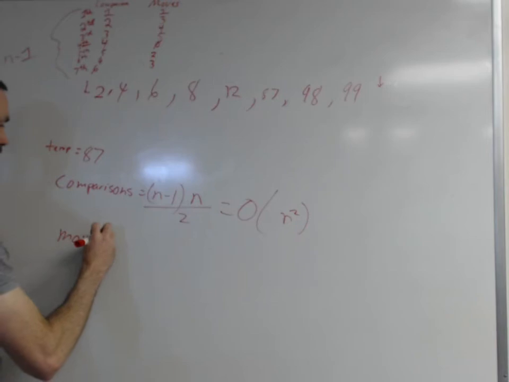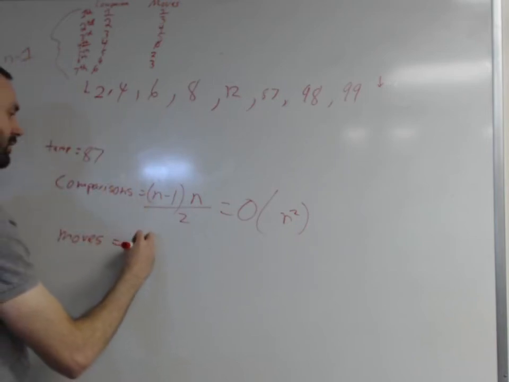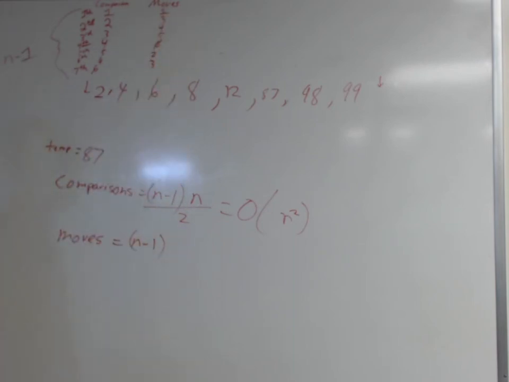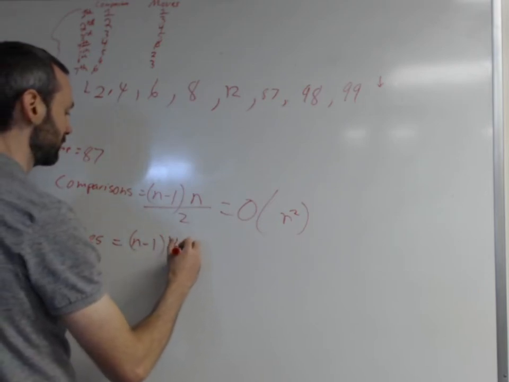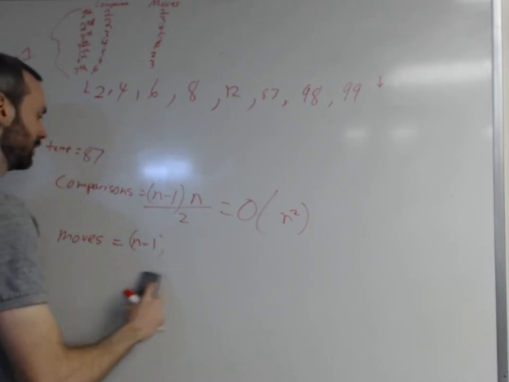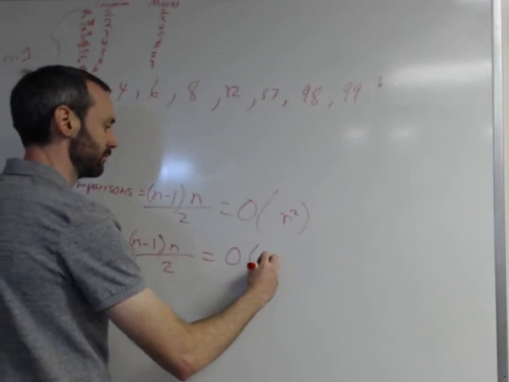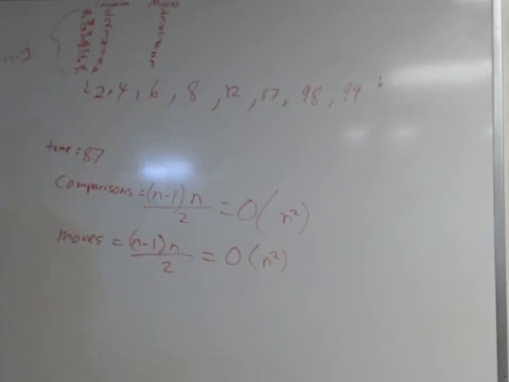All right, let's do moves. Again, you have to do it n-1 times. And each time, how many moves were there? On average, probably half of n. Which again is O of n squared. All right. So for this, is insertion sort any better than bubble sort? No. It's going to be about the same as bubble sort.